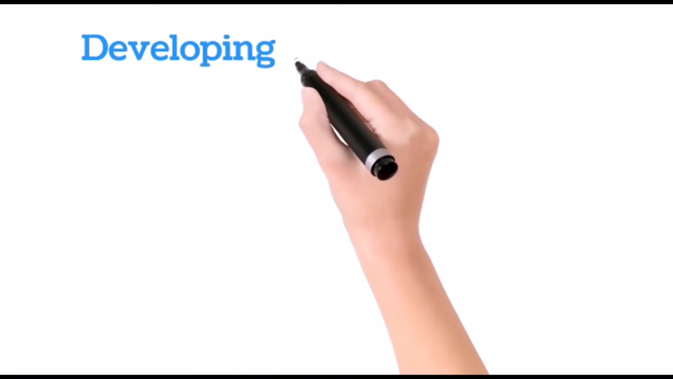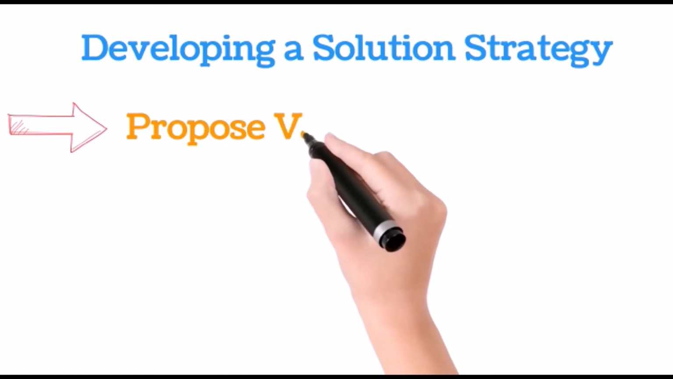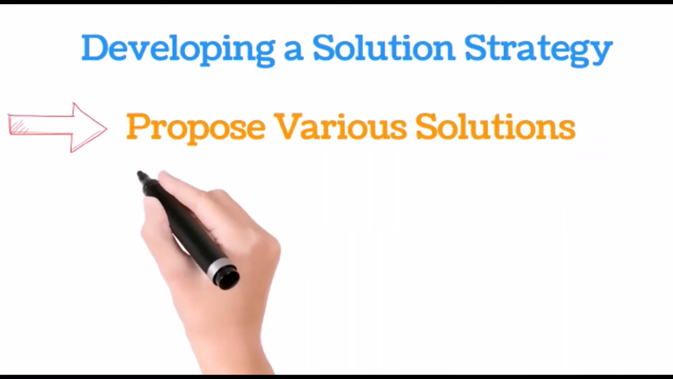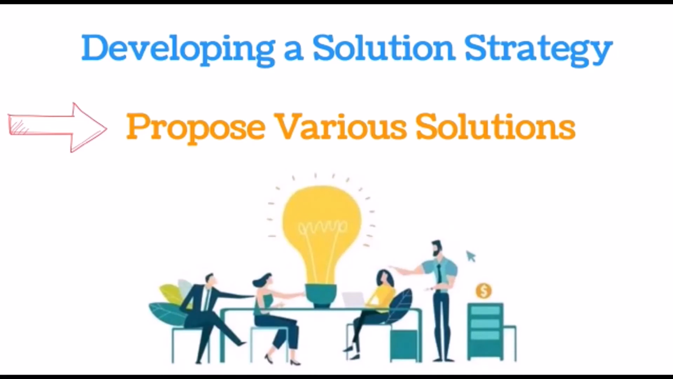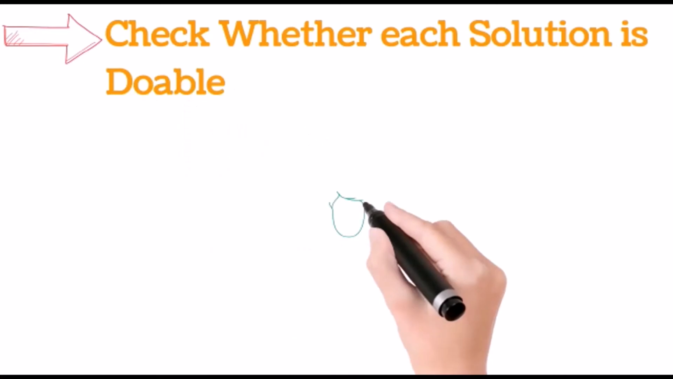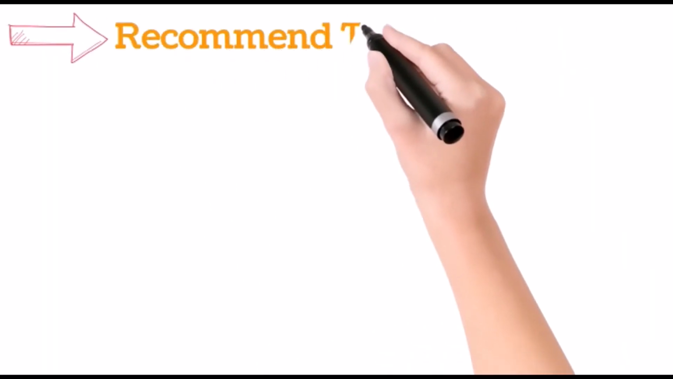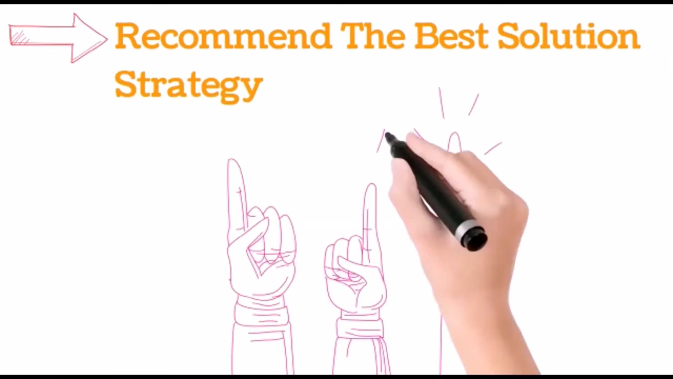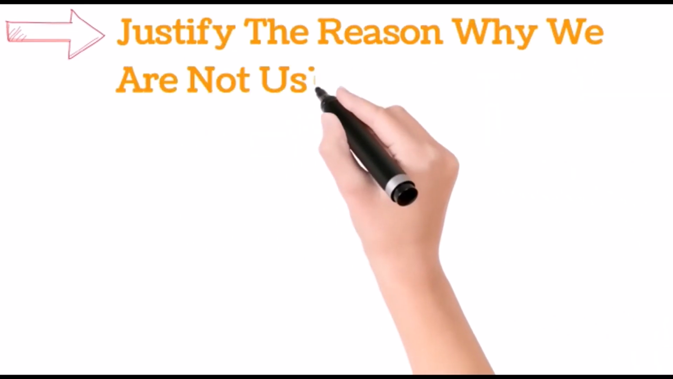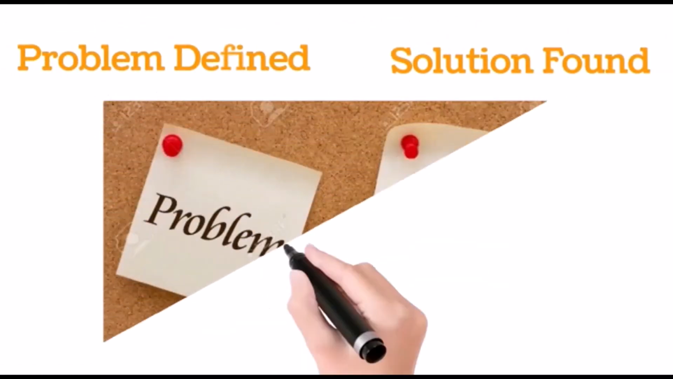Let's move on to the second planning step, that is developing a solution strategy. It proposes various solutions and we should check whether each solution is doable. Among those solutions, we recommend the best solution strategy and justify the reason why we are not using the other strategies. Problem defined and the solution was found.